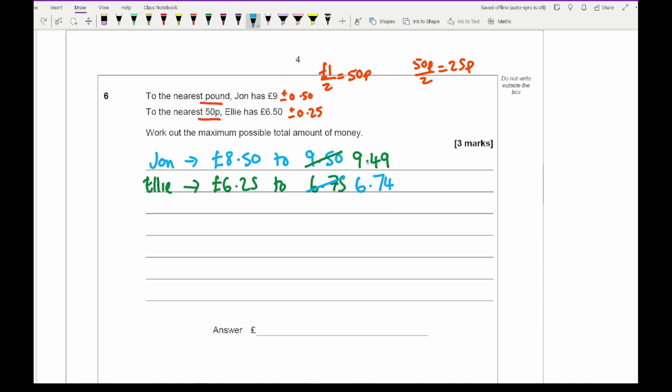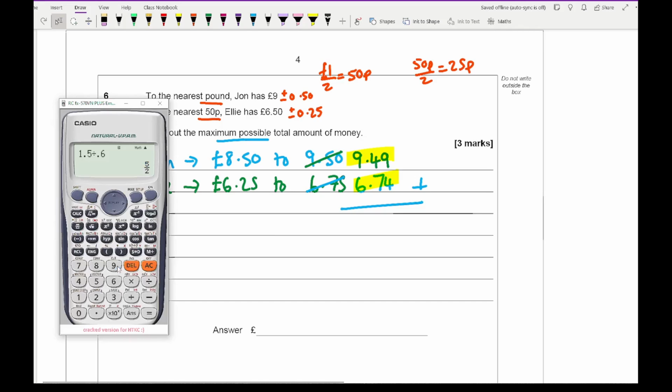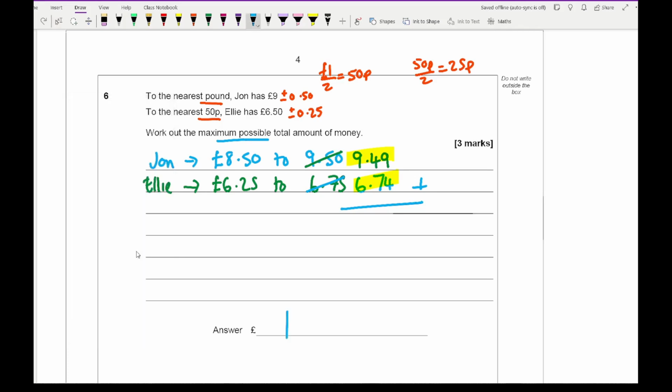£6.74. So to work out the maximum possible number, what I need to do is add these two numbers together. If I simply add those two numbers up, so again, reach for the calculator, £9.49 plus £6.74, it will give me an answer of £16.23.